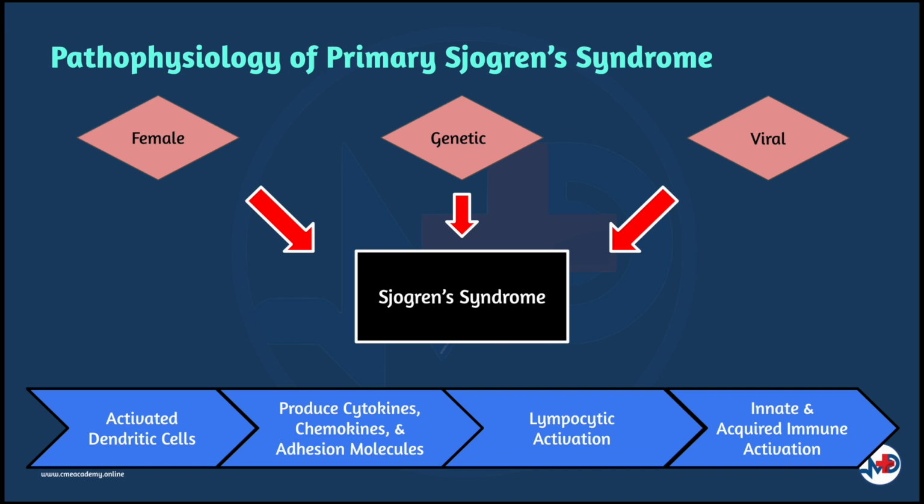Damage and cell death due to said viral infections release antigens that are picked up by toll-like receptors on dendritic or epithelial cells. These dendritic or epithelial cells are then activated and begin producing cytokines, chemokines, and adhesion molecules. This in turn causes lymphocyte activation as they enter the gland. Thereafter, they become antigen-presenting cells. Common antigens seen in Sjogren syndrome include SSA-Rho, SSB-La, alpha-fodrin, beta-fodrin, and cholinergic muscarinic receptors.